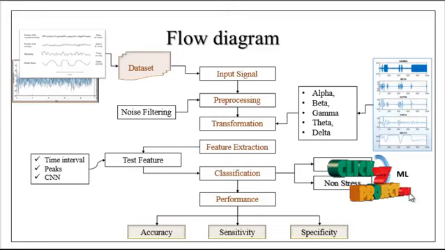After the classification, we have to do the performance estimation. In this performance estimation, we have three kinds of performance measures: accuracy, sensitivity and specificity. By using these three parameters, we can justify that our process is efficient. So this is the overall performance. As per this flow diagram, we have to do the process accordingly.